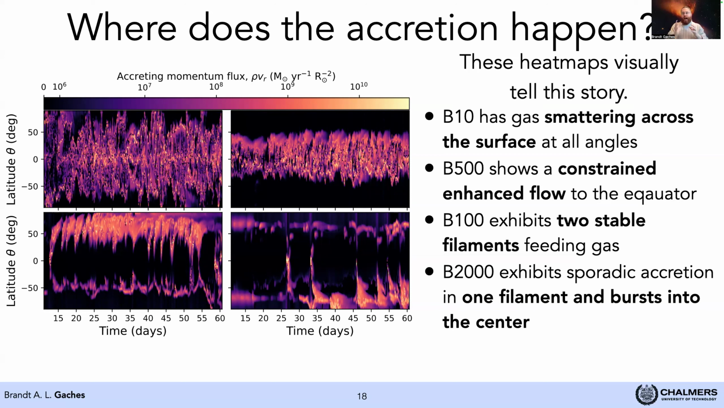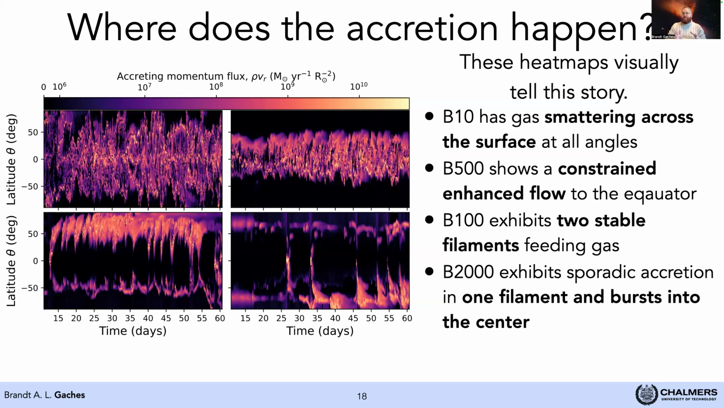But once you go to 500 Gauss, it's very much constrained to plus or minus 20, 25 degrees from the equator. It's still a bit turbulent, but it's much more constrained. When you increase this magnetic field, you end up with two well-defined filaments that are hitting the protostar at higher latitudes of 50 or so degrees above the equator. And they're relatively stable, with the occasional dips down to the surface.